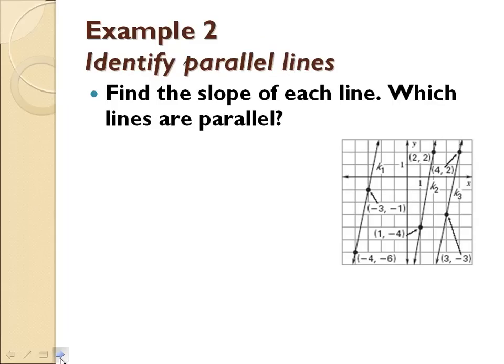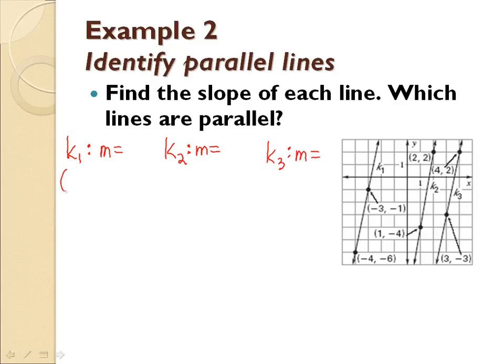So example 2, identify parallel lines. We're going to find the slope of each line, and we're going to tell which of these lines are parallel. So to find the slope of K1, I want to find my M. I'm also going to find the slope of K2. And for K3, I'm also going to find that slope. In order to do this, I have to know 2 points on each line.